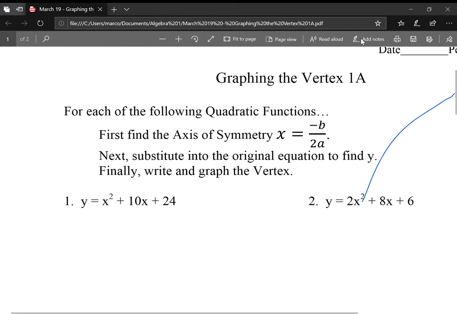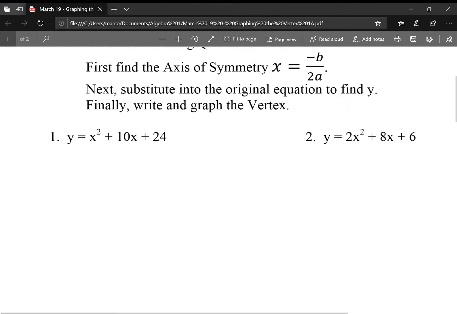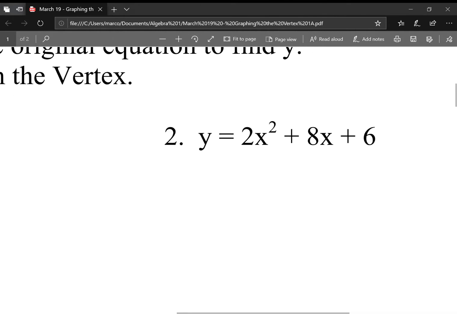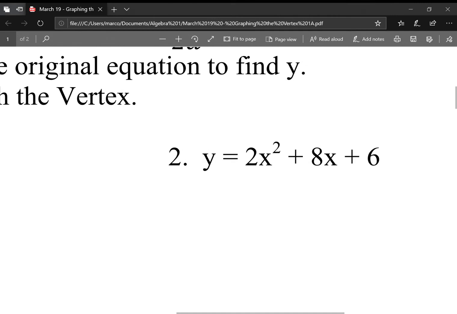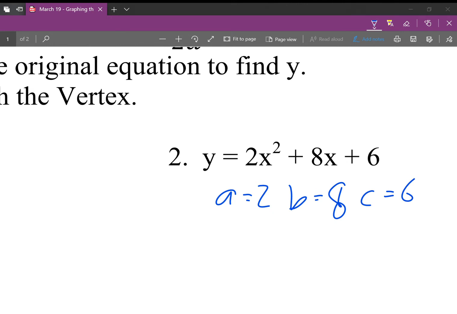Let's look at what we have. Let's do number 2 this time. Why not? So we're going to first identify our A, B, and C. A is 2, B is 8, and C is 6.